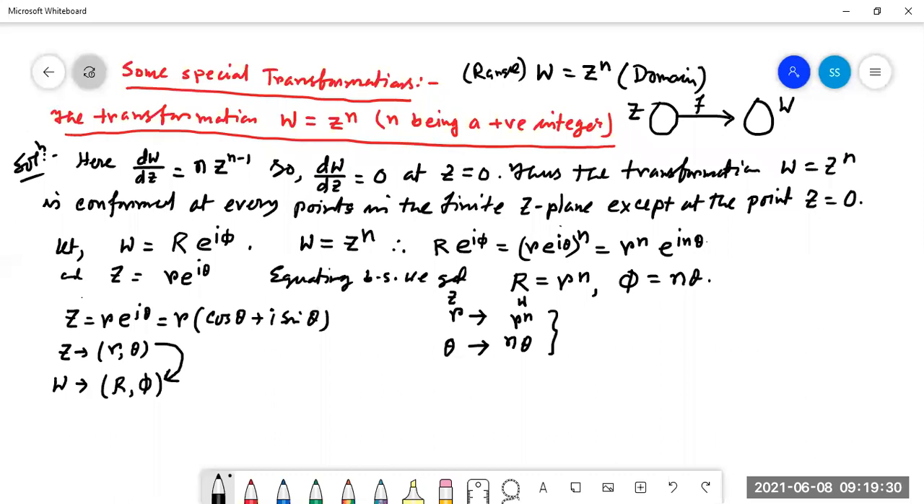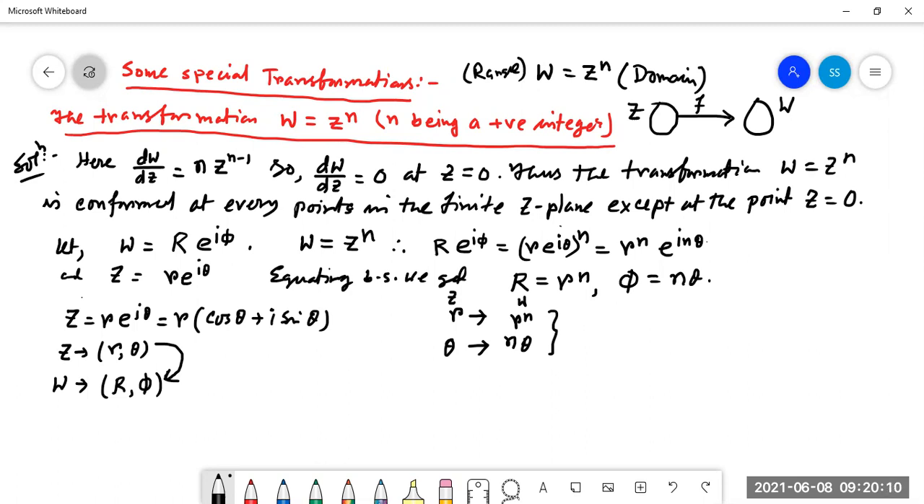Now we are taking w equal to z to the power n, and we are taking the polar form of both. We know that w equals f(z) equals u plus iv, and z equals x plus iy. But when we take the polar form, we write capital R e to the power i theta, or small r e to the power i theta. So let us consider capital W equal to capital R e to the power i phi and z equal to small r e to the power i theta.